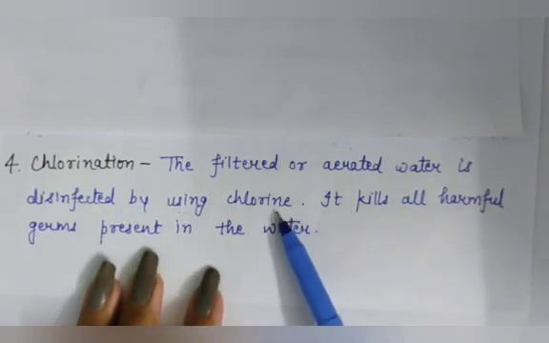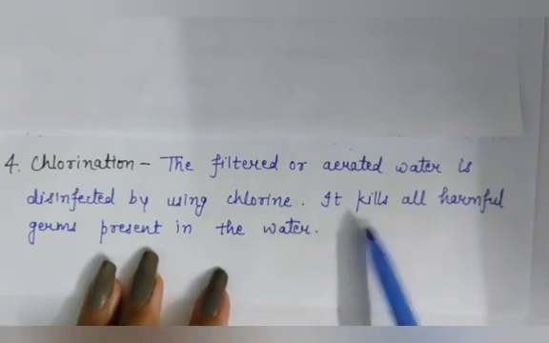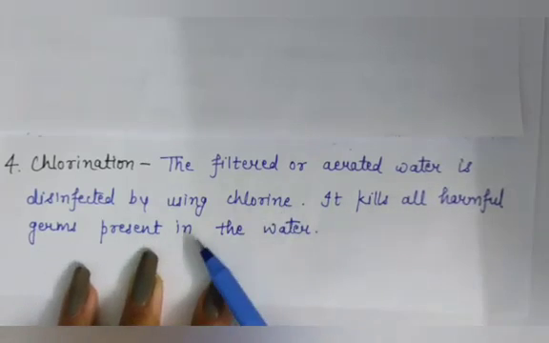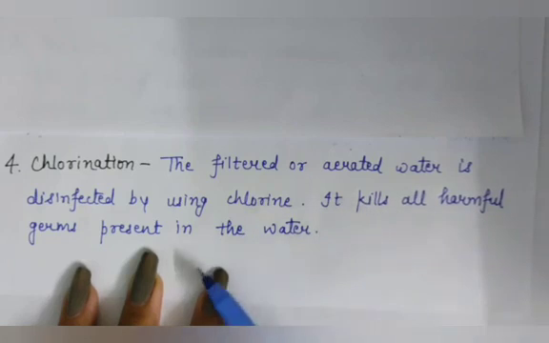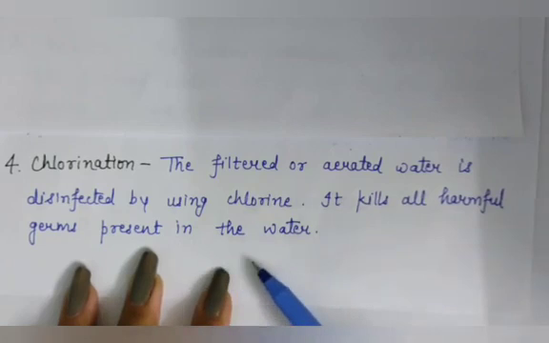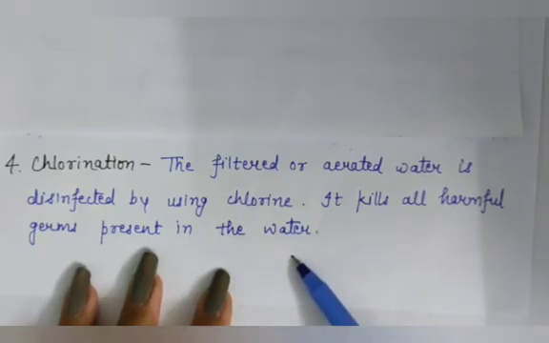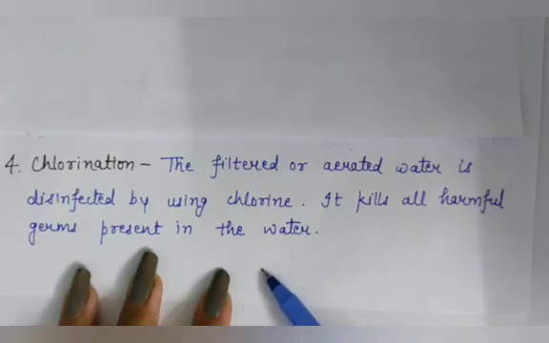Okay. And what is the function of chlorine? It kills all harmful germs present in the water. It means it also kills the remaining harmful germs present in the water. Okay, and after these 4 steps, water is then supplied to houses through a network of pipes. So in this way, a water treatment plant helps to clean water, okay, and then clean water is sent to homes through a network of pipes.